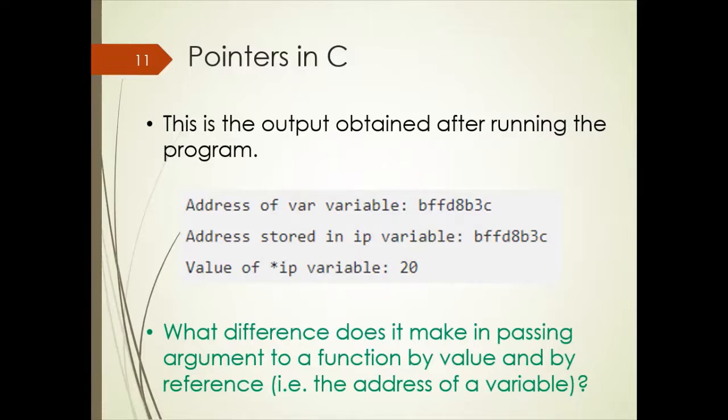This is what you've been doing till now. All the functions you've written till now, you've been passing the argument to a function by value. It means you're giving a value to it. Passing an argument by reference means you're giving not a value, but the address of a variable. We'll see what difference it makes. Don't worry too much about this for the time being. It will become clear afterwards.